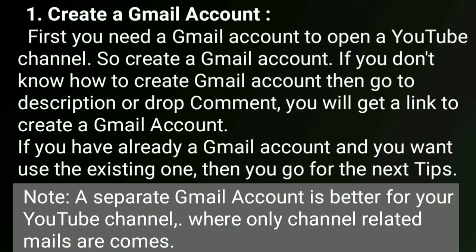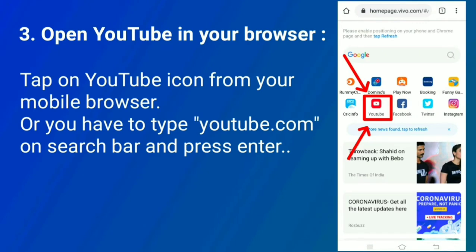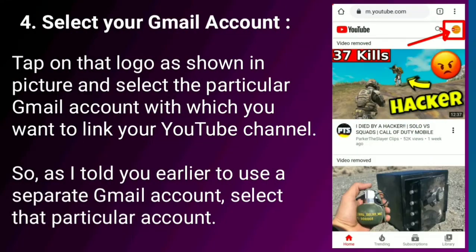First, you need a Gmail account, so create a Gmail account. Next, you need a Google Chrome browser in your phone. Set Google Chrome browser as default browser. Next, open YouTube in Google Chrome browser. Now select a particular Gmail account for your YouTube channel.